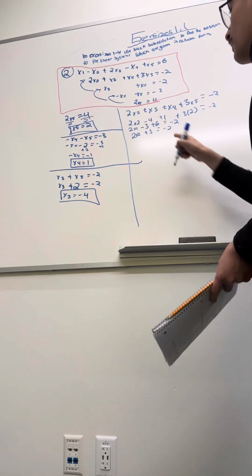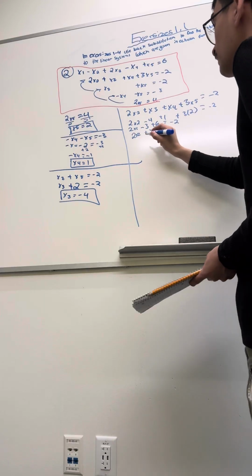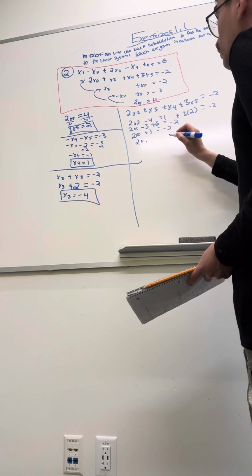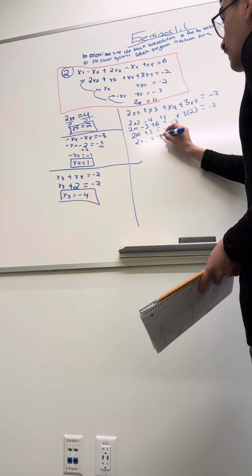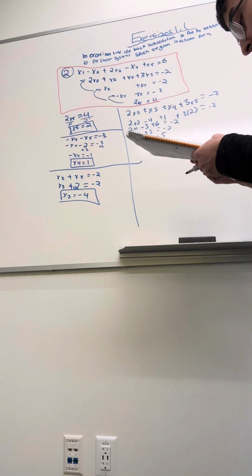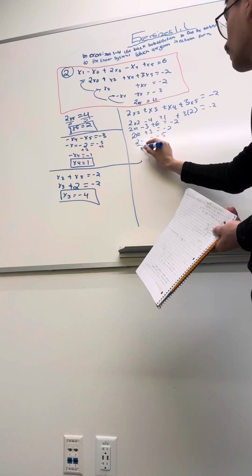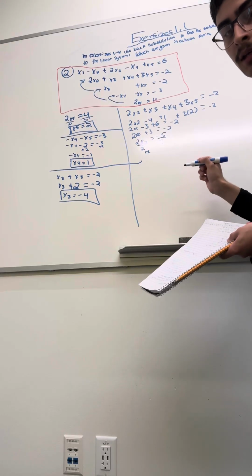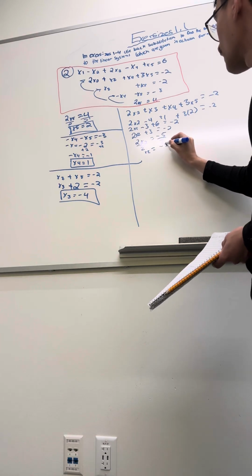So now I'm going to put the 3 on the other side by subtracting 3 on both sides. So it's going to be 2 times x2 equals negative 5, because negative 3 plus negative 2 is negative 5. And now divide by 2 on both sides to cancel it out, and we get that x2 is equal to negative 5 over 2.